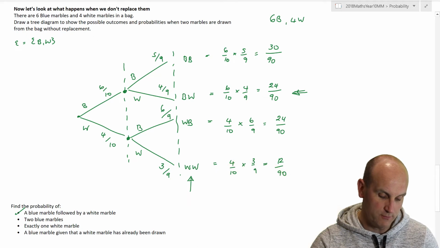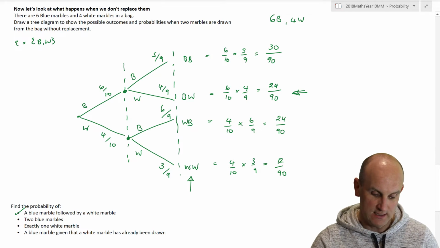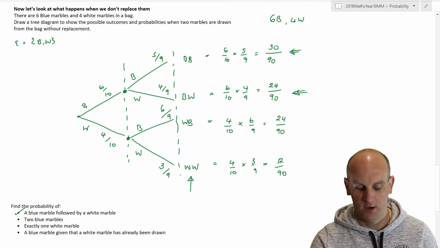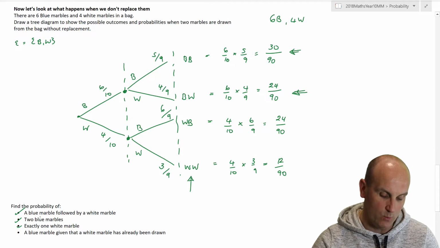2 blue marbles. Okay, 2 blue marbles. Well, that's easy, we're just looking for blue, blue. So in that situation, 30 over 90, 1 over 3. What about this one? Exactly 1 white marble.